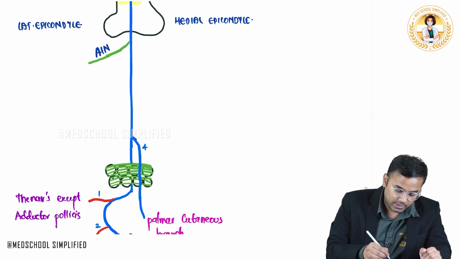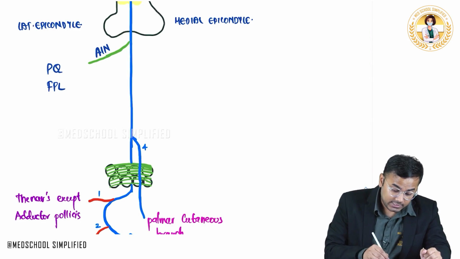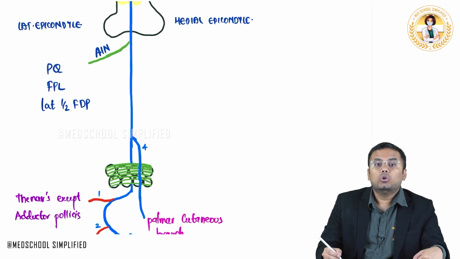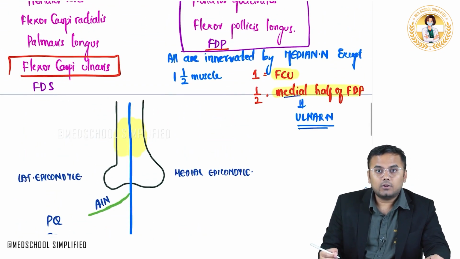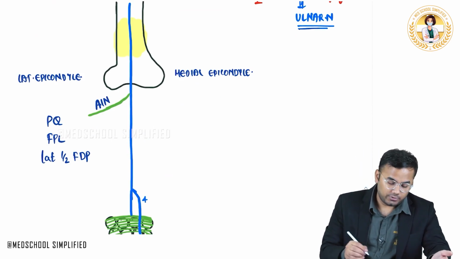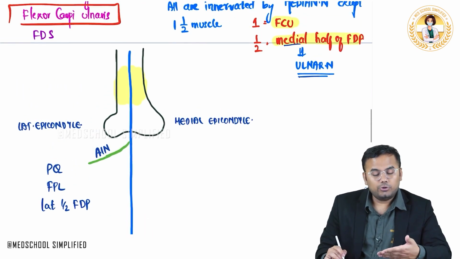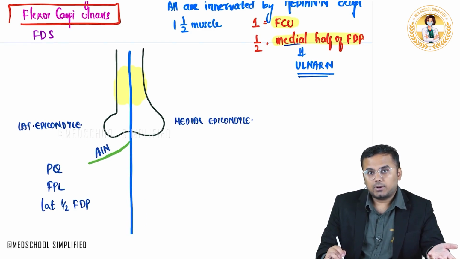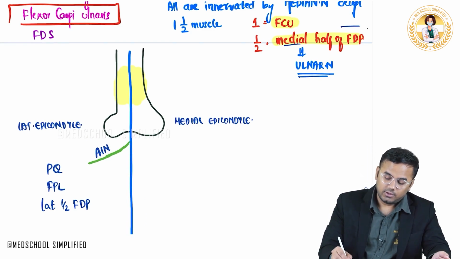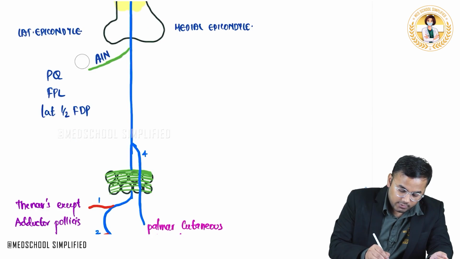So the anterior interosseous nerve supplies your pronator quadratus, right? It also supplies flexor pollicis longus, and it also supplies the lateral half of FDP. Lateral, why? Because the medial half is supplied by the ulnar nerve. The lateral half is supplied by the median nerve, that is, by a branch of the median nerve, the anterior interosseous nerve. Then what about the medial half? I just told you, the medial half of FDP is supplied by the ulnar nerve, right? So these are the three important things I want you to remember.